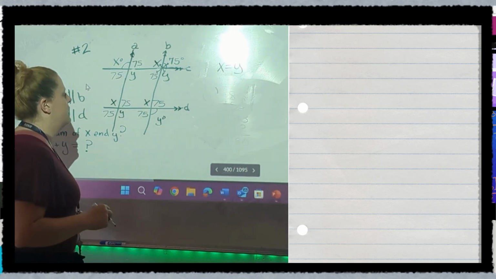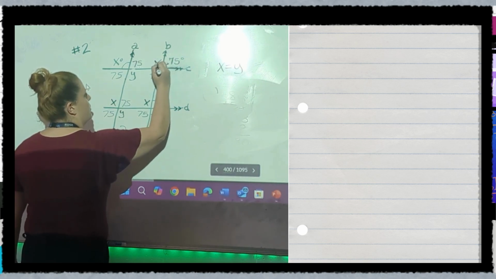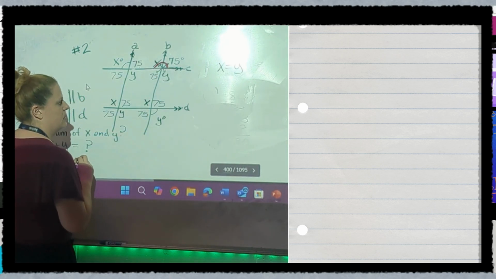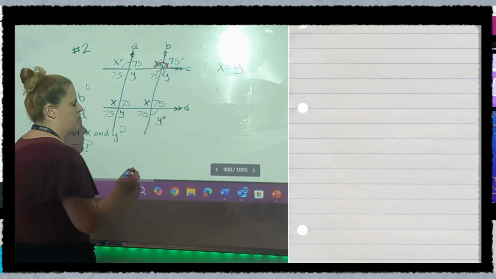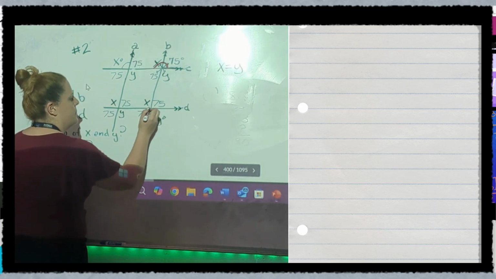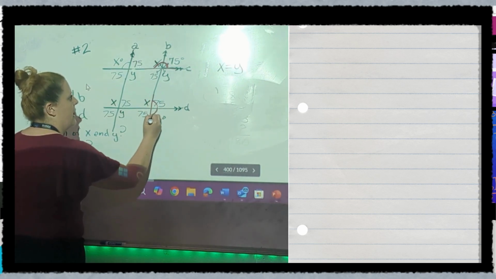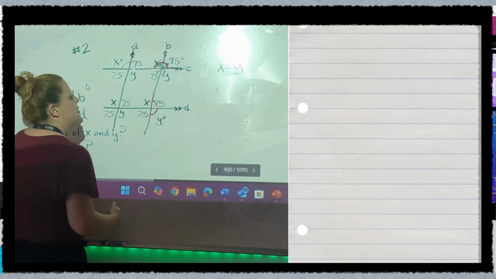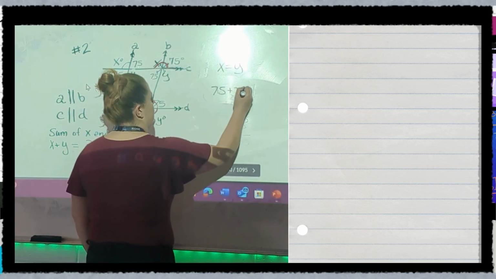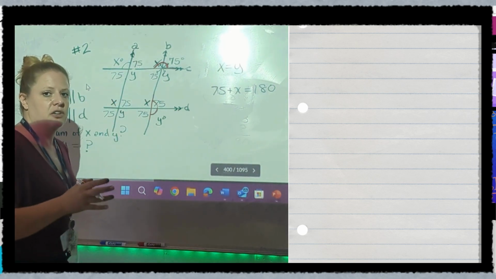Well, I do notice something else here. I notice if I take 75 and x, and put those together, that makes a half circle or a straight line, okay? Now, if you look at it a little bit more sideways, y is this angle, right? Plus the 75 next to it also makes a half circle or a straight line. So we can say 75 plus x is 180, because a straight line is 180 degrees.